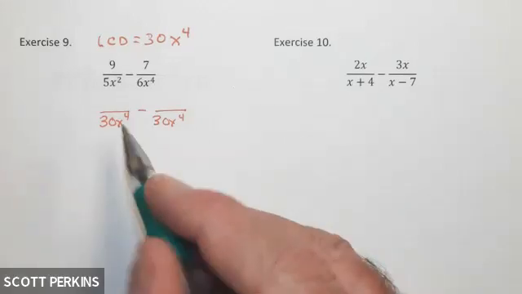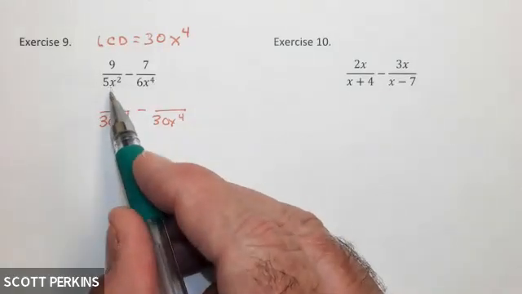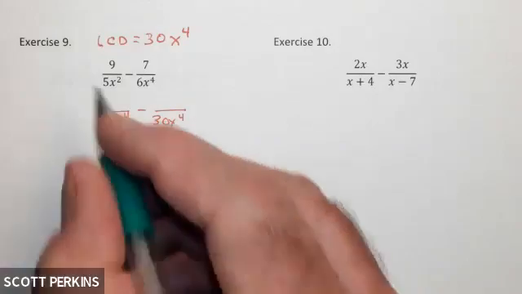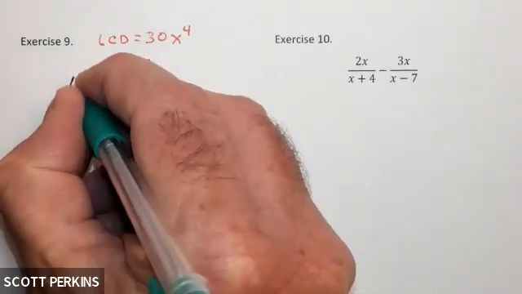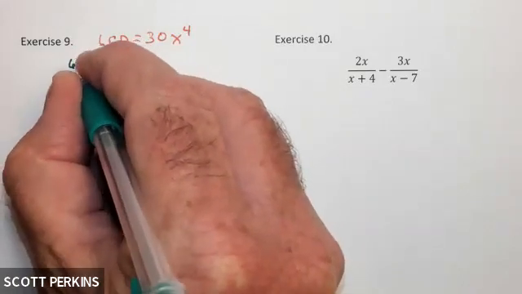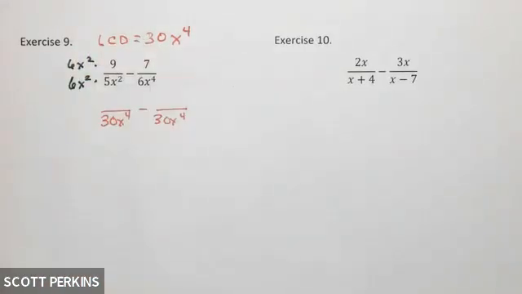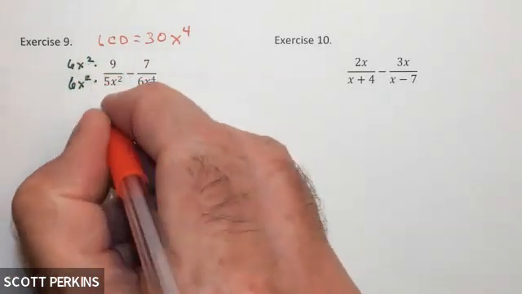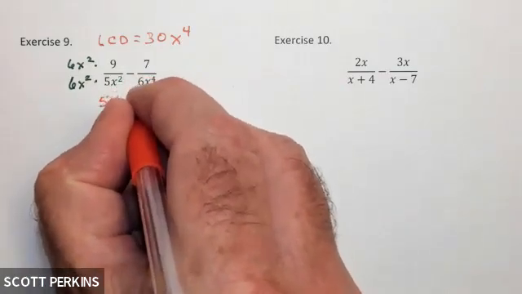All right, so the first fraction starts off as 5x squared. I've got to turn it into 30x to the 4th. So that means I'm multiplying by 6x squared right there. And when I multiply the numerator by 6x squared, 9 times 6 is 54x squared.